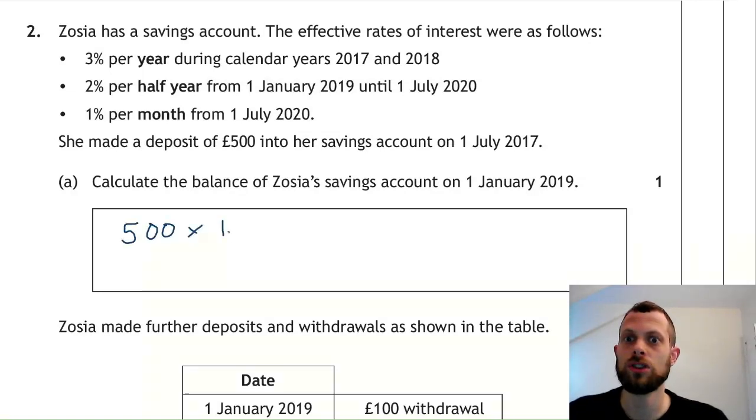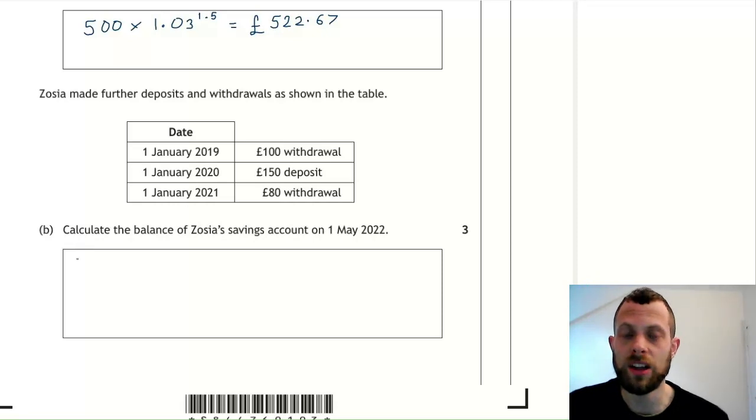So that's 1.5 years. So we do 500 multiplied by 1.03, which is the multiplier to increase the number by 3%. But this is to the power of 1.5. And that's the difference that you get at the higher apps that you didn't get at National 5, is you would never have had that decimal point in the exponent. So by the end of it, she will have £522.67.